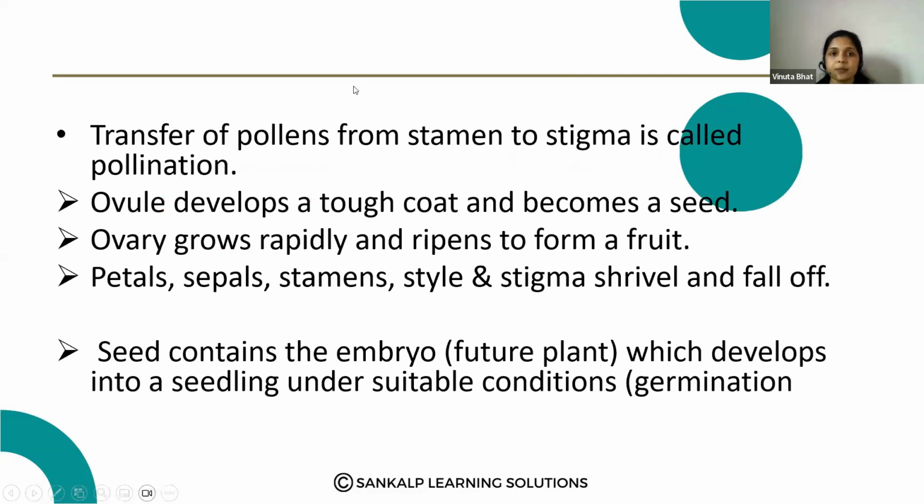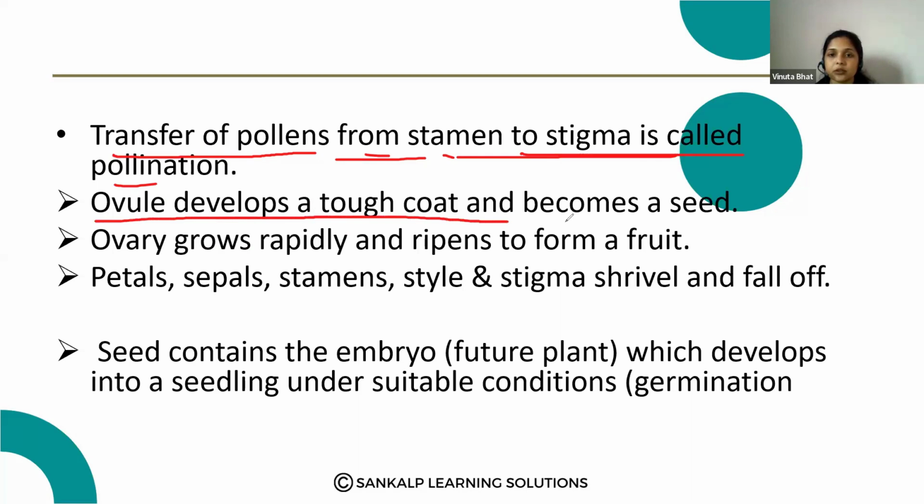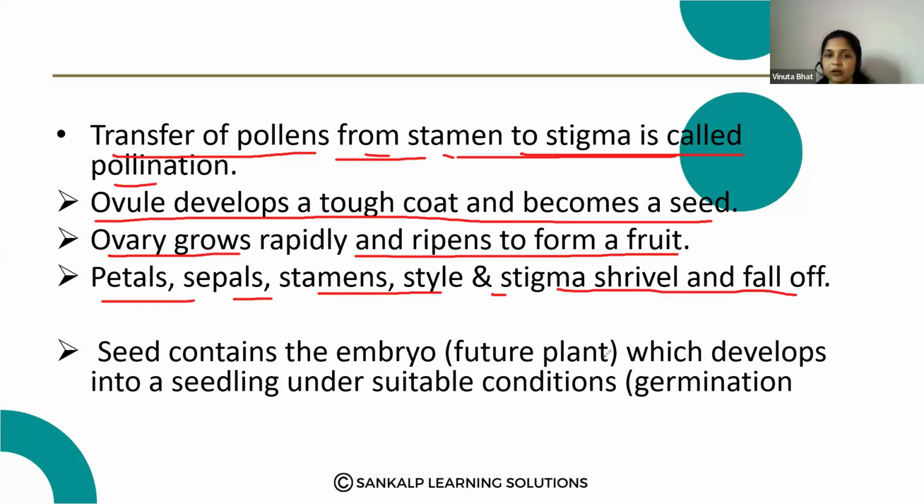The first thing is transfer of pollen from stamen to stigma is called pollination. Ovule develops a tough coat and becomes a seed. Ovary develops into a fruit. Petals, sepals, and stamens, style and stigma shrivel and fall off.